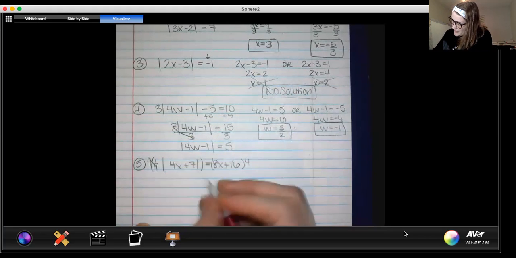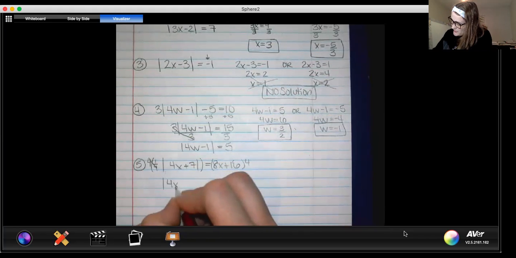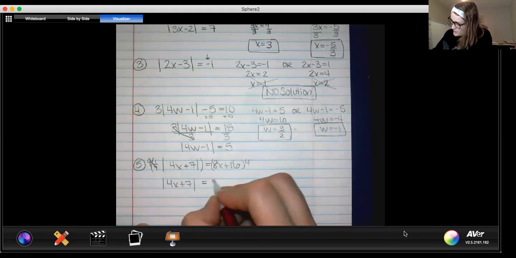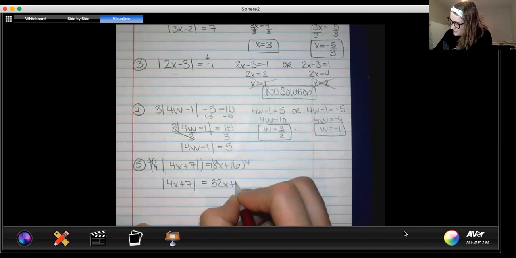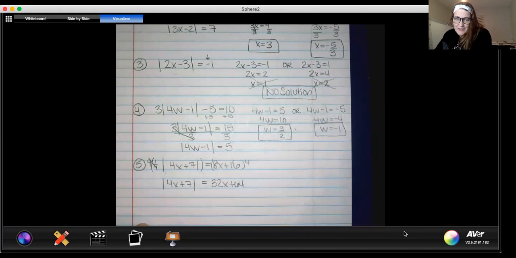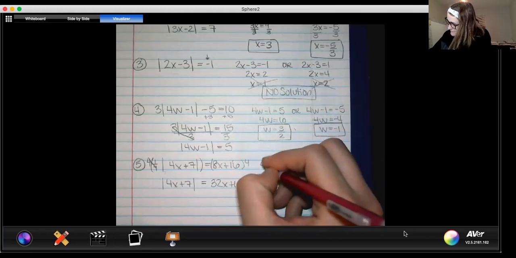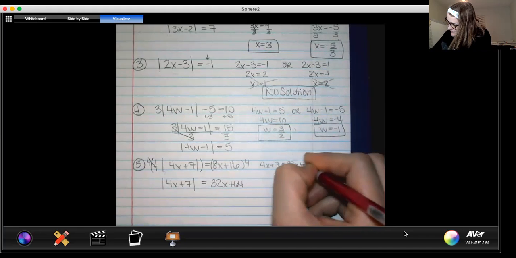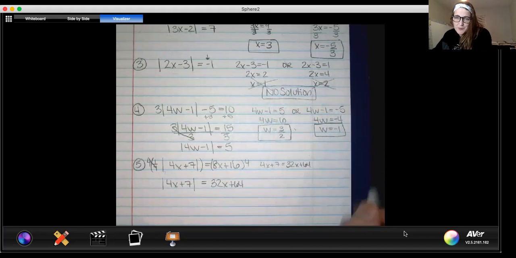So I get the absolute value of 4x plus 7 equals 32x plus 64. And now that it's isolated, I can do my 2 separate problems. I'm running out of a little bit of room, so I'm not going to be able to do it the same way I did before, because I kind of wrote really big over here. Oh well.